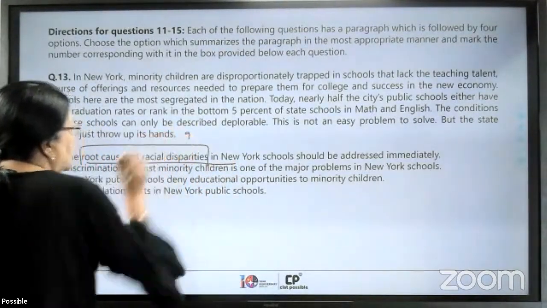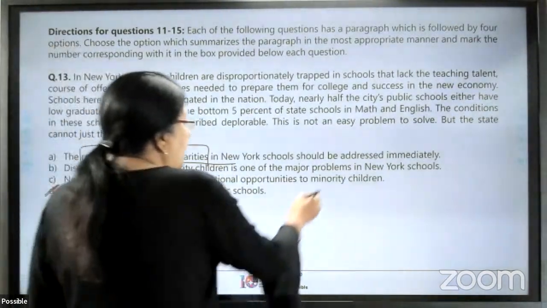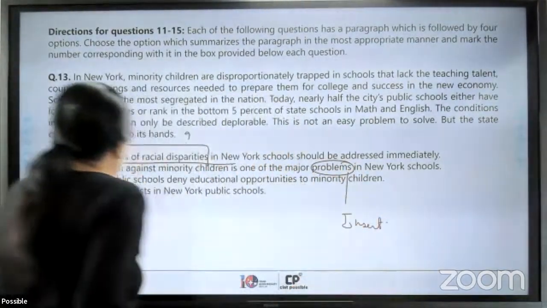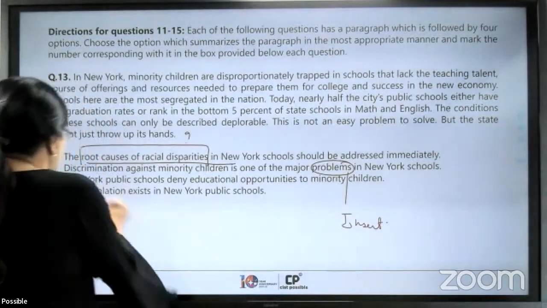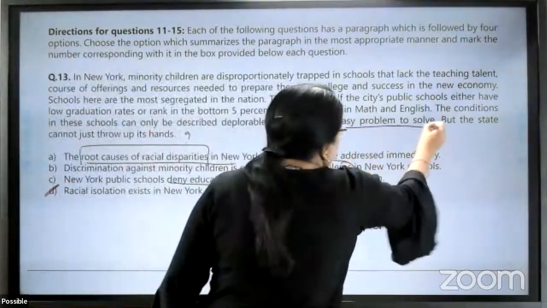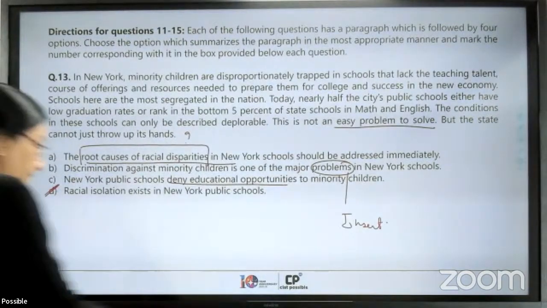That was already there, okay? A is gone there. A is absolutely lost there. As for other problems, nobody said this. Discrimination against minority children is one of the major problems. Other problems are not discussed. This is also an insert. New York public schools deny is too extreme an answer, and Ford does that properly, okay? So deny educational opportunities. He is saying this is not an easy problem, but problems we don't know. Insert. Problems we don't know. Okay? Let's move ahead.